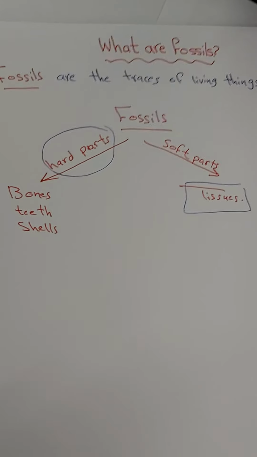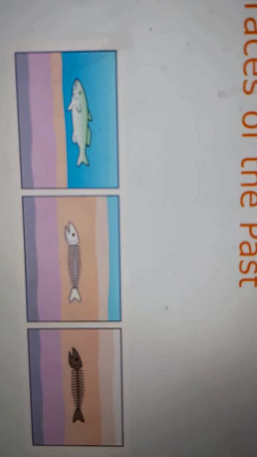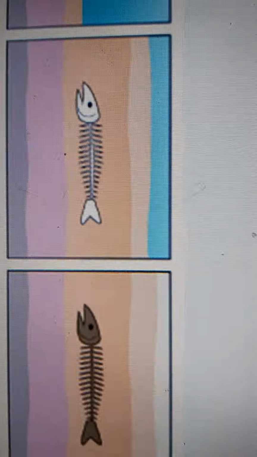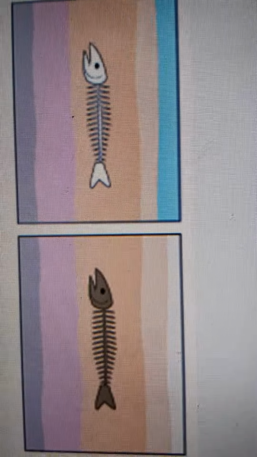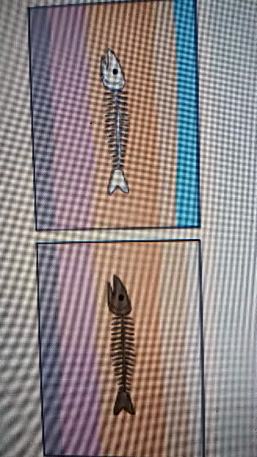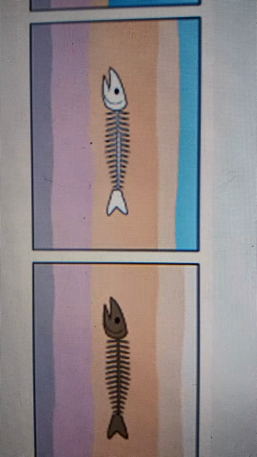So some animals, like here, see, here we have three different types of fossils. The first one here, this is the fossil of soft parts. So maybe we can find this fossil inside ice. Because of ice, tissues stayed conserved. The second one is of hard parts, and the last one is also by hard parts. But why do we have two different types here? Now I'll explain it. Okay?